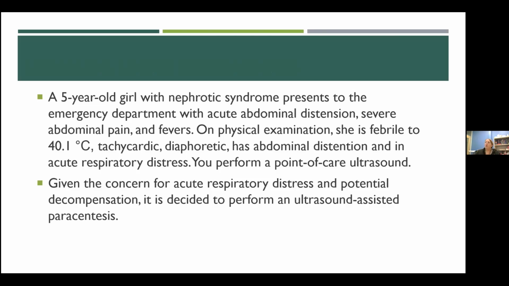This is a 5-year-old girl who has nephrotic syndrome, came in with acute abdominal distension, and had lots of abdominal pain. She had fevers, febrile to 40.1, tachycardic, diaphoretic, with abdominal distension, and she's in respiratory distress. So you grab your ultrasound and take a look at your lungs, and your lungs look okay. There's no identified pathology there. But because of her respiratory distress and her large abdomen, you take a look, and you notice that there's fluid. Because of the impending respiratory failure, you perform an ultrasound-assisted paracentesis.